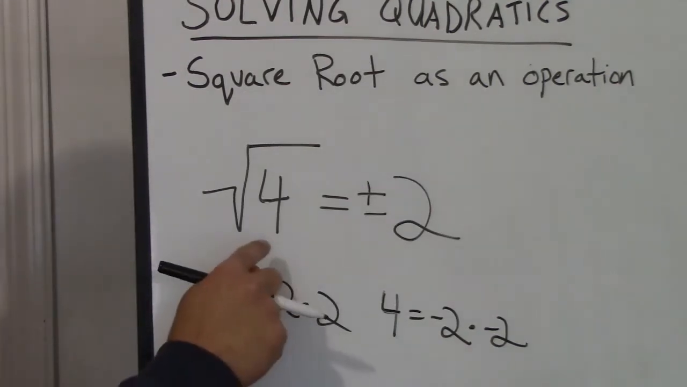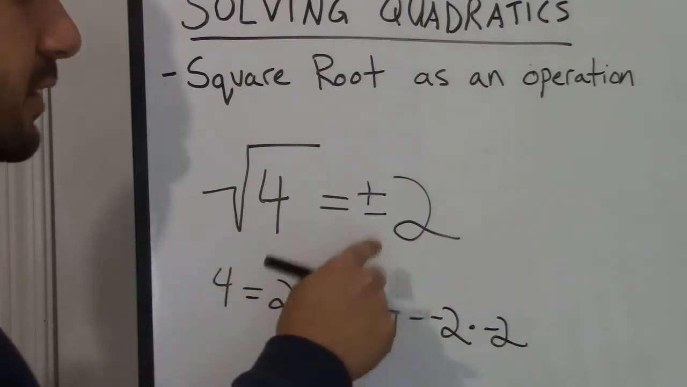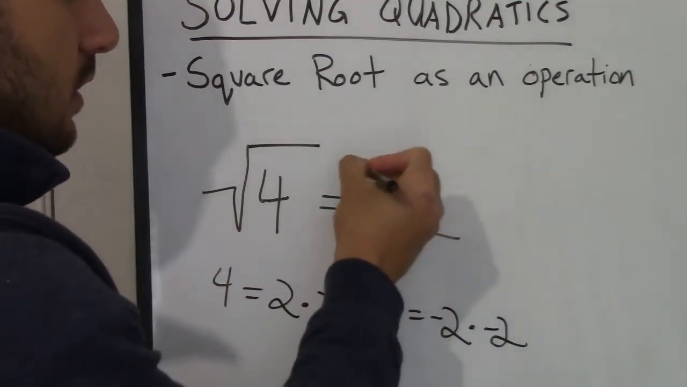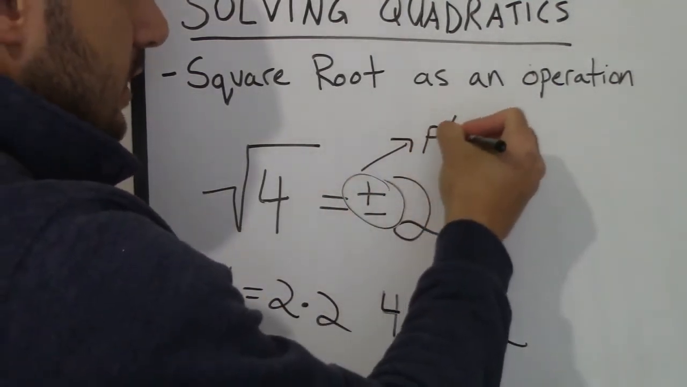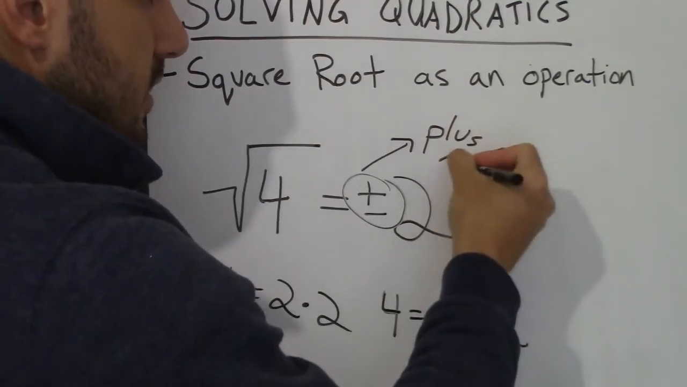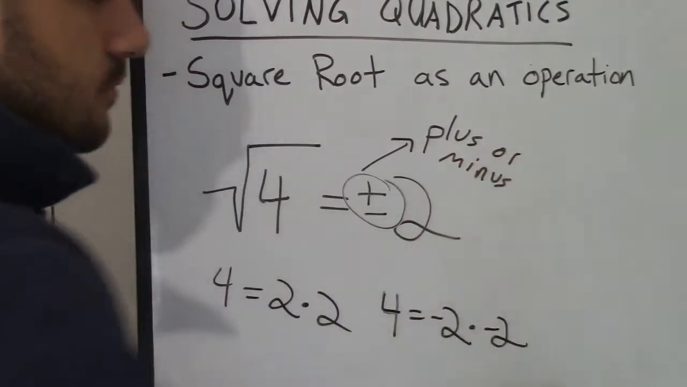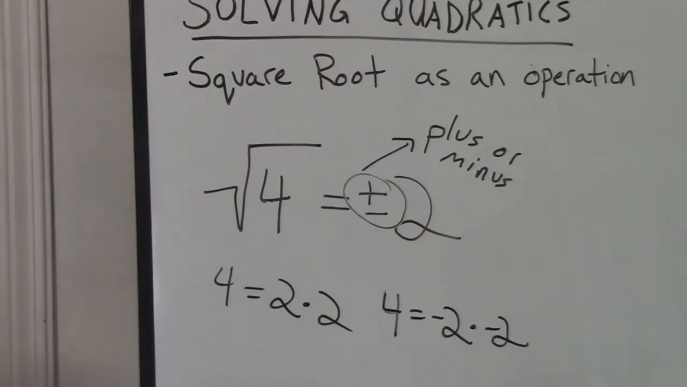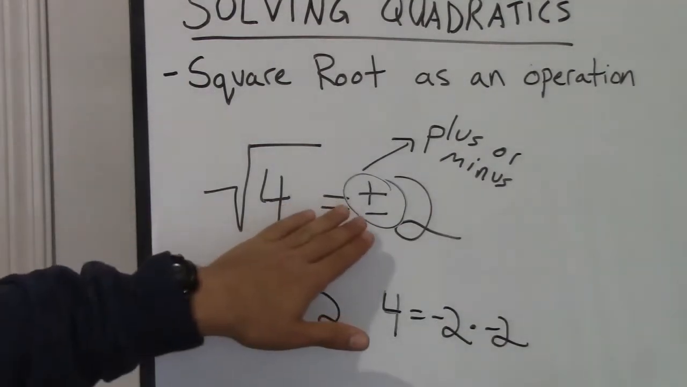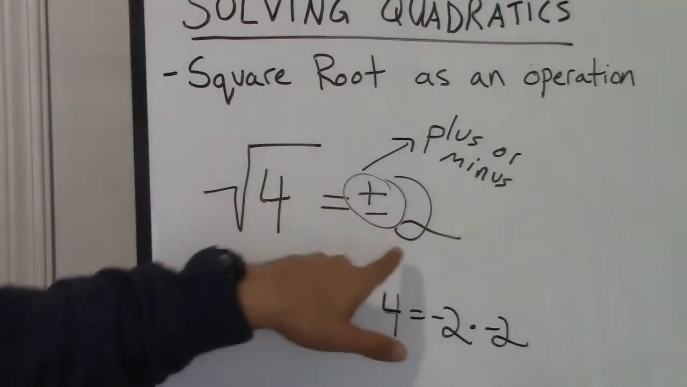So in this case, for the square root of 4, we use this symbol, and this symbol means plus or minus. So we say plus or minus 2. So there are 2 solutions to this square root: positive 2 and negative 2. This is a short way of writing it.